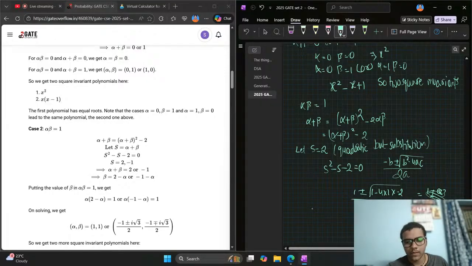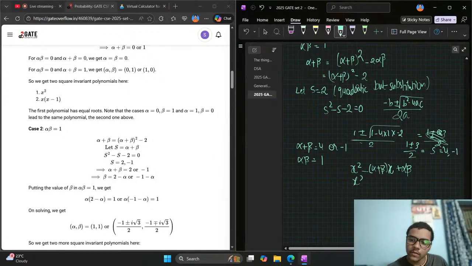Why are you even solving this? So you get alpha plus beta. Okay, you don't know the value of alpha plus beta. Alpha plus beta is 4 or minus 1. And alpha beta is equal to 1. This constraint should be solved as well. Let's substitute in the original polynomial x square minus sum of roots. What is sum of roots? Alpha plus beta into x plus product of roots alpha beta.